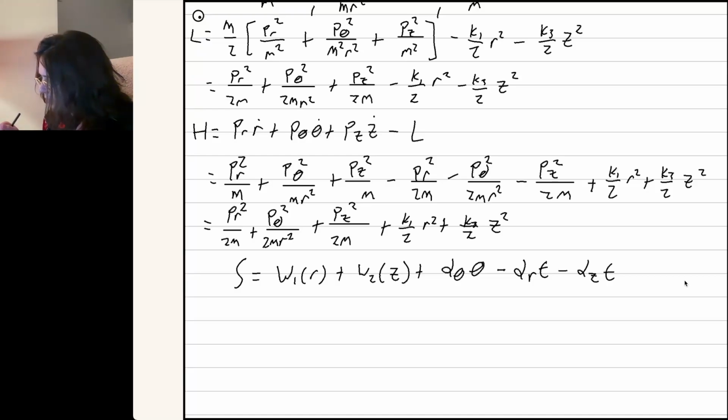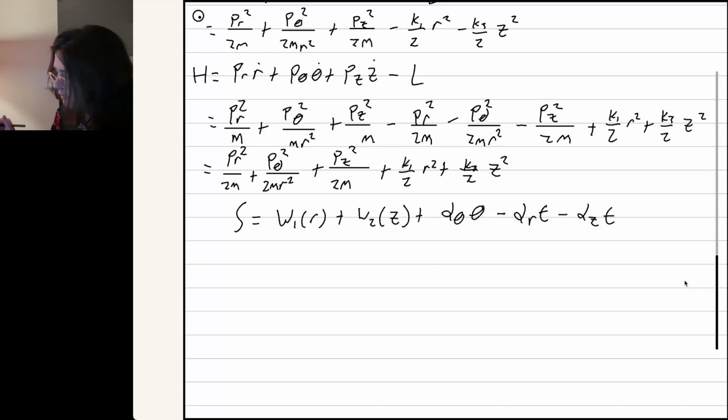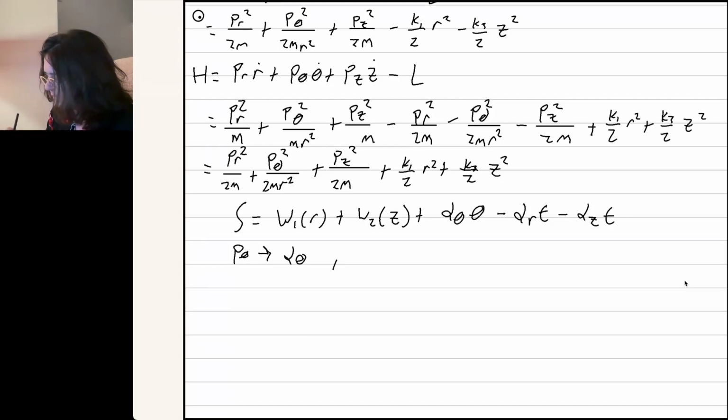So that when we write our Hamilton-Jacobi equation, we're going to go ahead and have p theta just become alpha theta, because that's just del S del theta anyway. We won't write the rest of the momentums in terms of the derivatives of the functions. We'll just use that one, alpha theta, and rewrite this stuff.